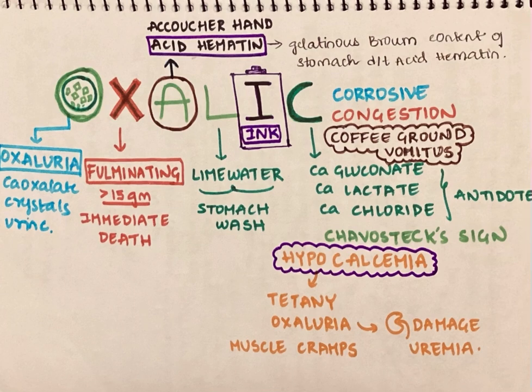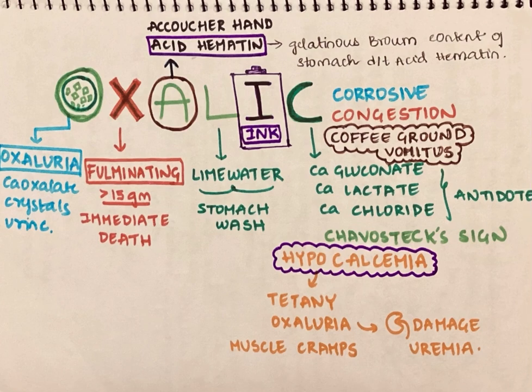Coming to the last one, that is C. Oxalic acid is a corrosive poison. It has a bleaching action, cleaning action. It will also cause corrosion of the GIT mucosa and all. And congestion of internal organs can be seen in case of post-mortem examination. The other point is coffee ground vomitus. It is very specific for oxalic acid poisoning. It is because of the corroded mucosal membrane of the stomach, which mixes with the vomitus and gives coffee ground colored vomitus. So coffee ground vomitus is seen in case of oxalic acid poisoning.